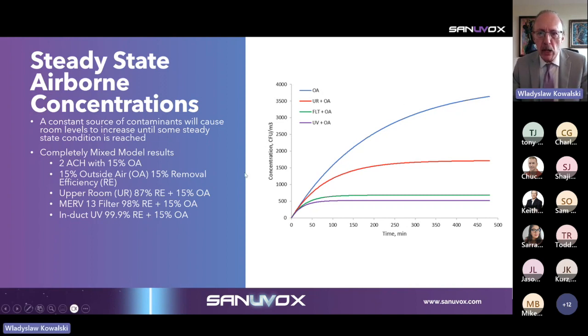Now here we put in an upper room system and we keep the 15% outside air, and the upper room system goes to steady state within 2 or 3 hours. If we use only a filter, and the filter is designed in this case to remove the subject microbe, I think it was either TB or Serratia, we get a steady state at an even lower condition than the upper room system. And if we use in-duct UV operating at 99.9% efficiency, we get the lowest steady state condition of all.